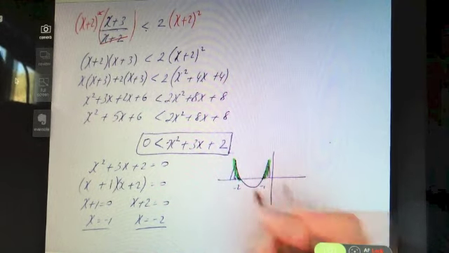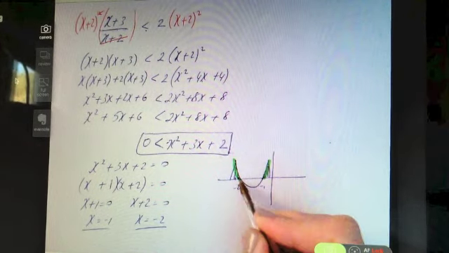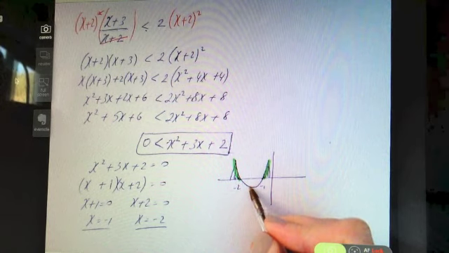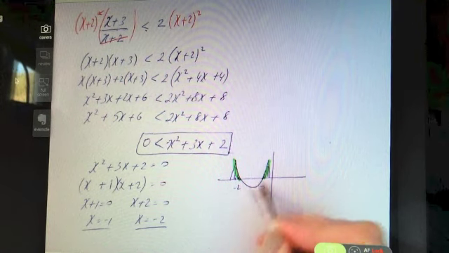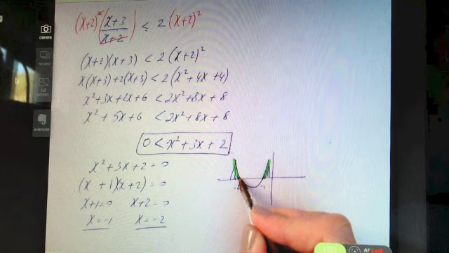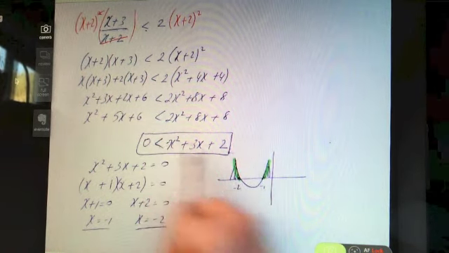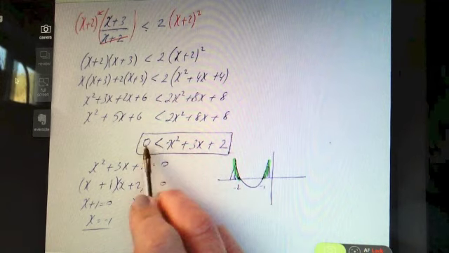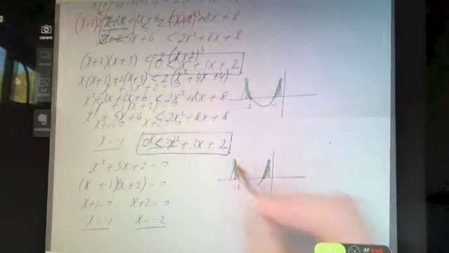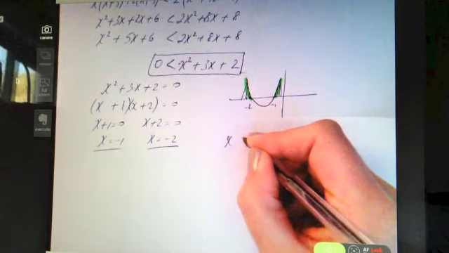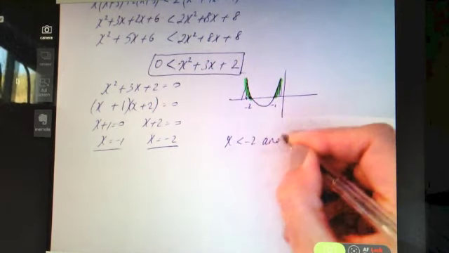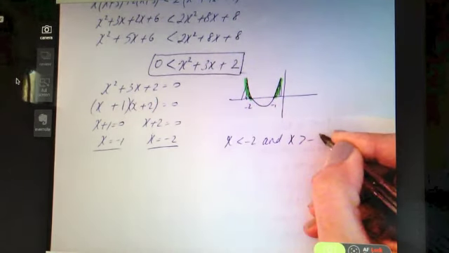You know, it's always either going to be beyond or between. So it's not in between. In between would give the part of the curve down here below the x-axis. I don't want that part. I want the part that is greater than 0. So I want these bits up here. So x is less than minus 2 and x is greater than minus 1.